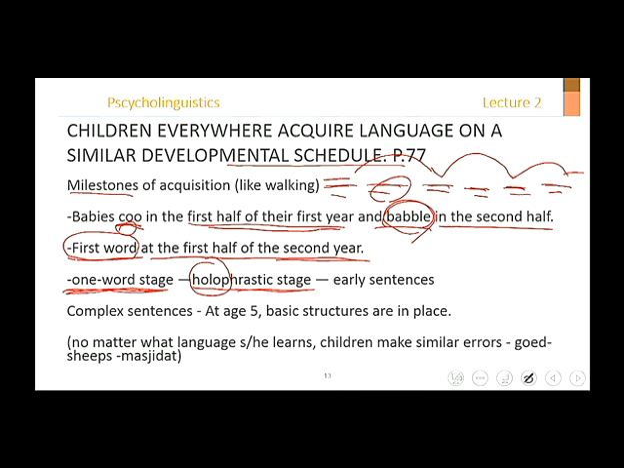And yeah, no matter what language or languages the child learns, children make similar errors. For example, if we look at this "ed" example, we all as second language speakers once said "goed" instead of "went". We all did it, at one stage at least.